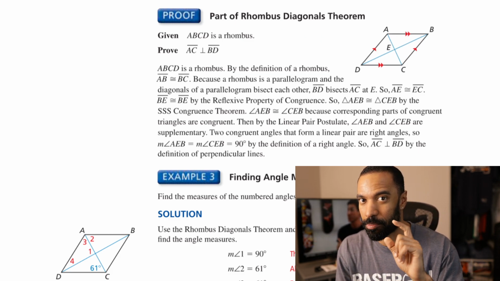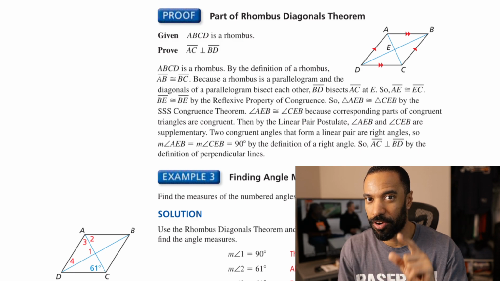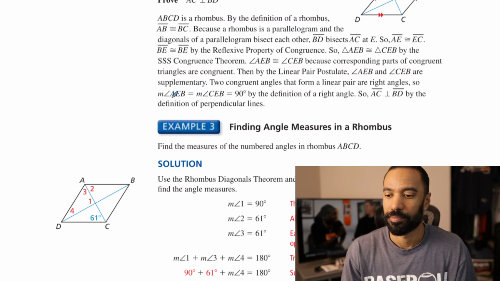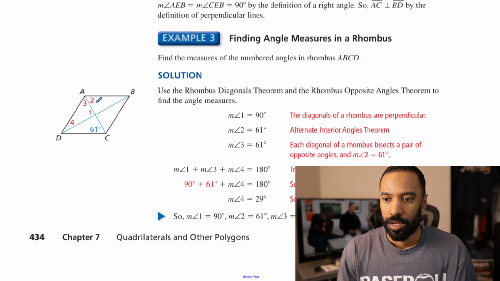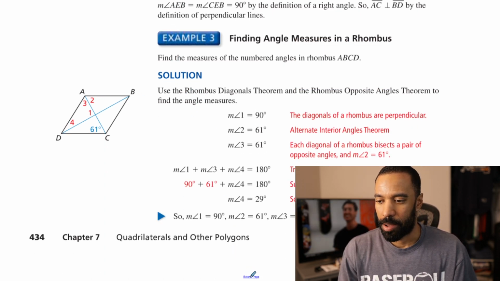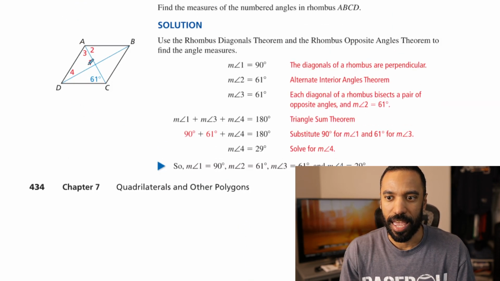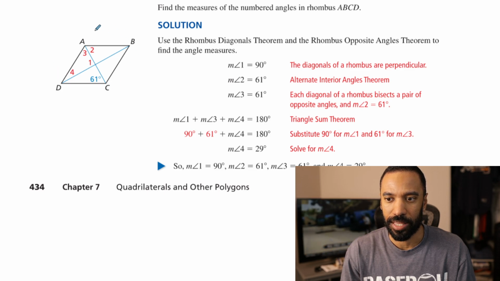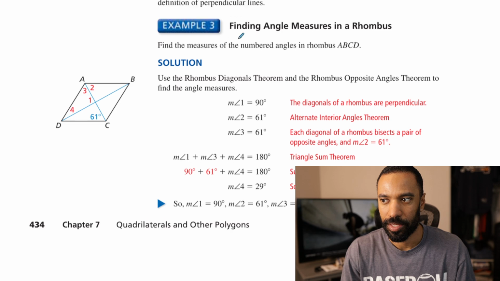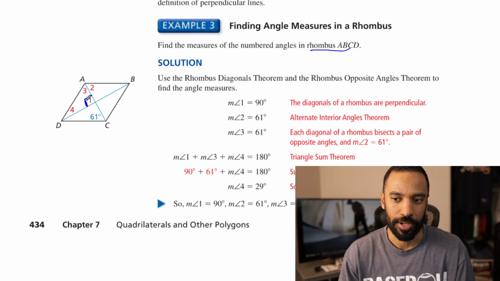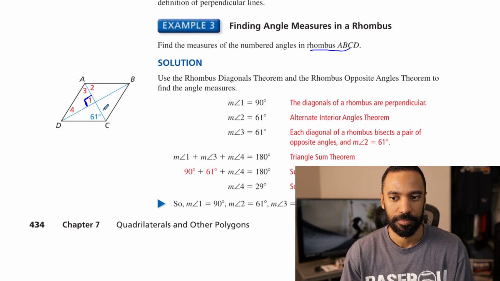So what do they say? If a parallelogram is a rhombus, yes. Okay, finding angle measures in a rhombus. This is where you start to do some of the math, solving for things, finding missing bits. We need to find angles 1, 2, 3, and 4 in this diagram. Well, I'll just call it out as I see it. They tell you it's a rhombus. So if it's a rhombus, angle 1 is going to be 90 degrees. We just learned that. Diagonals are perpendicular to each other.